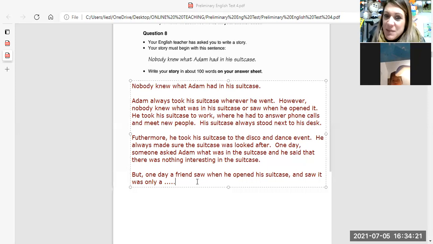Nobody knew what Adam had in his suitcase. So the friend could have seen a wrong thing. It might not be what he saw. And Adam said, there's nothing interesting in the suitcase. But something has been in the suitcase that he really liked or really looked after a lot. So one day a friend saw when he opened the suitcase and saw it was only a, but the friend could be wrong as well. Okay.